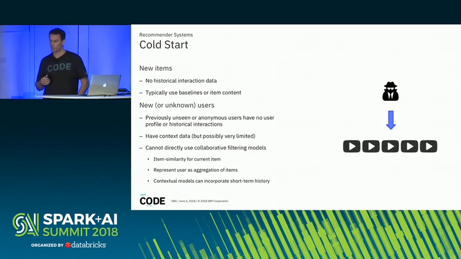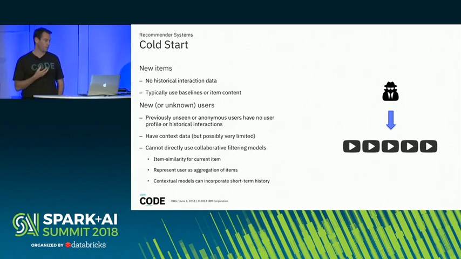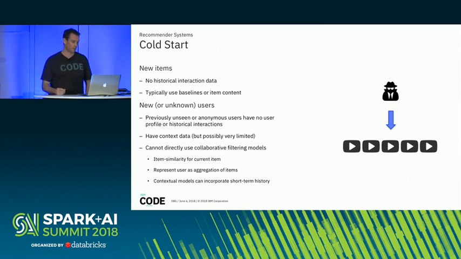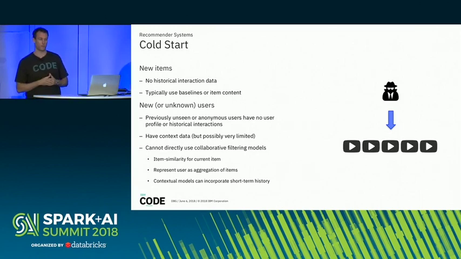And finally, you have this well-known problem called the cold start problem, which is when you don't know anything about a user or an item. They have no history. So a new item gets added to your catalog. You have no historical interaction data.